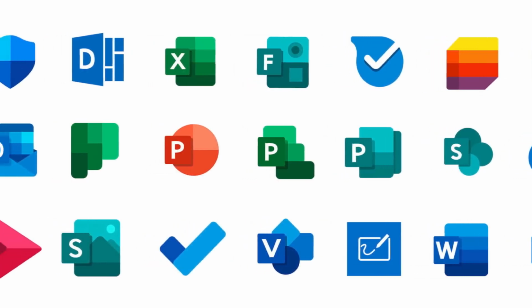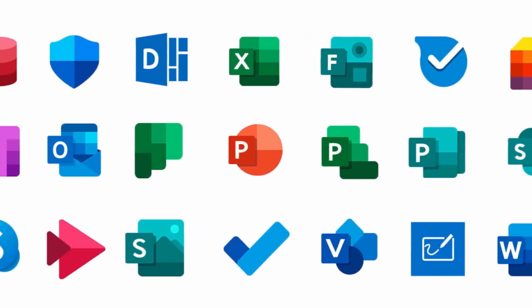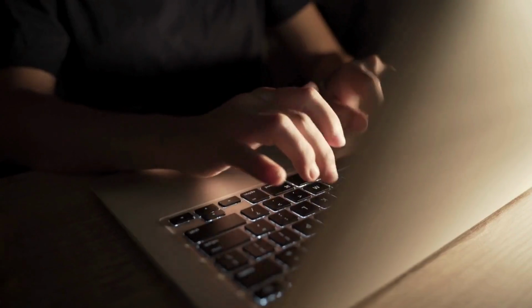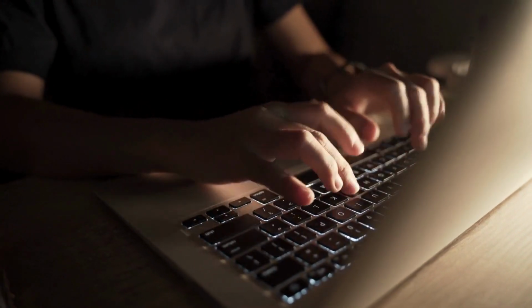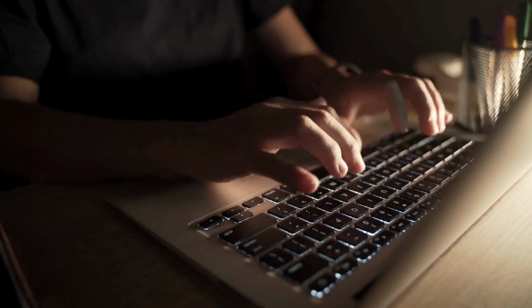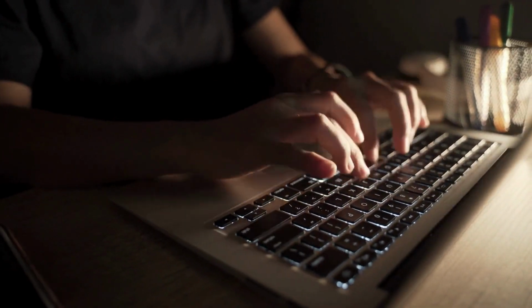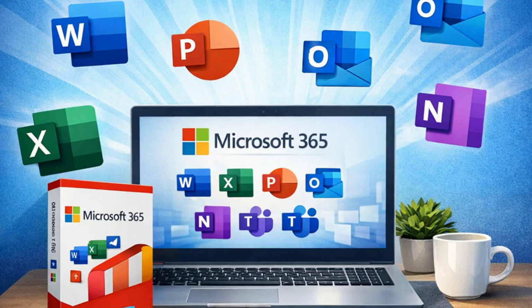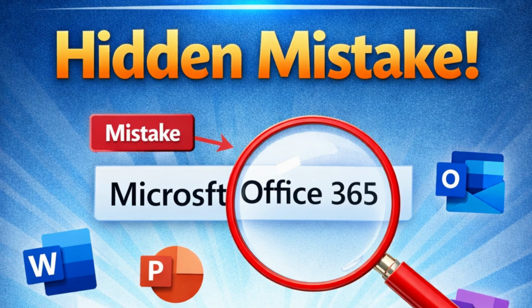This method can install the full version of Microsoft 365 on your Windows PC. If you miss just one small step in this process, the entire installation can fail silently, and you won't even know why. So in this video, I'm going to walk you through the exact method professionals use, step by step, and show you how to avoid that hidden mistake.